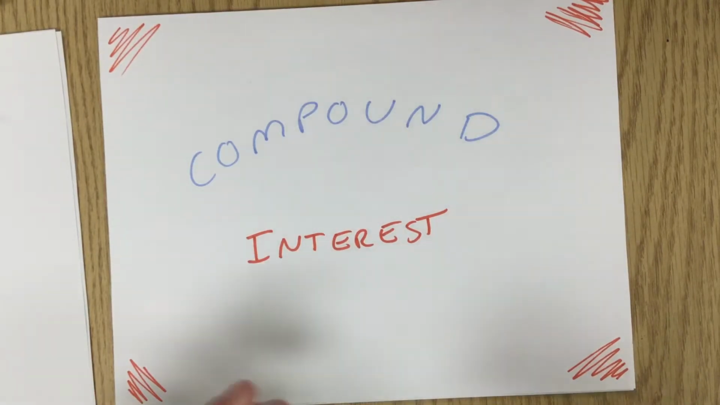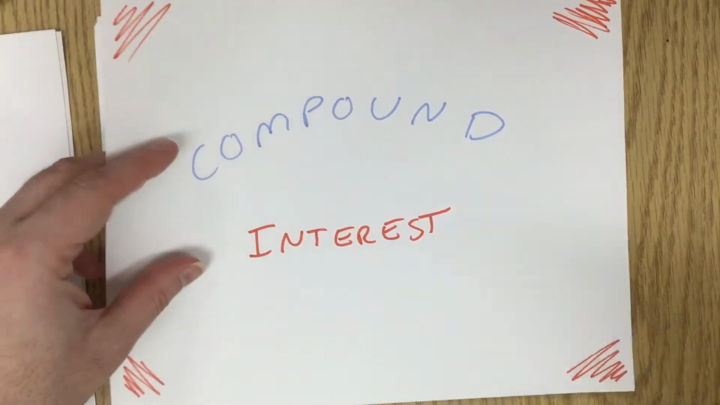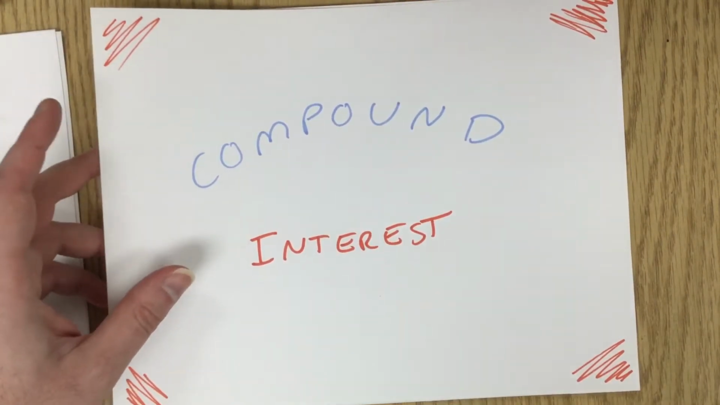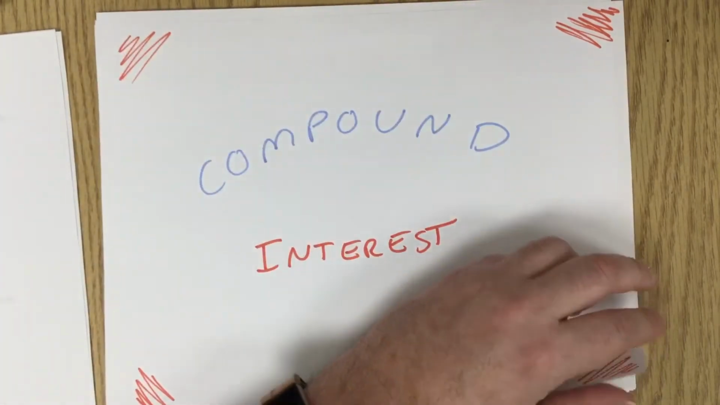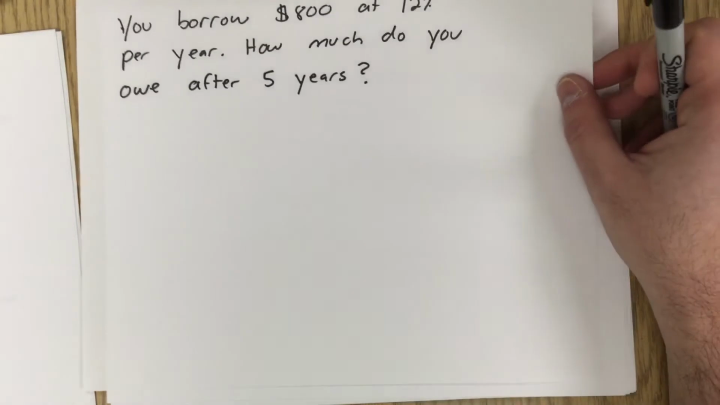Compound interest is the type of interest that's earned pretty much everywhere. There's something called simple interest. We're not going to be covering that in this particular set of videos. But pretty much everything in the world is compound interest. So what does compound interest mean? Let's go through it.